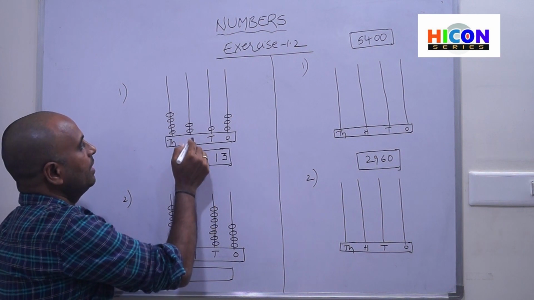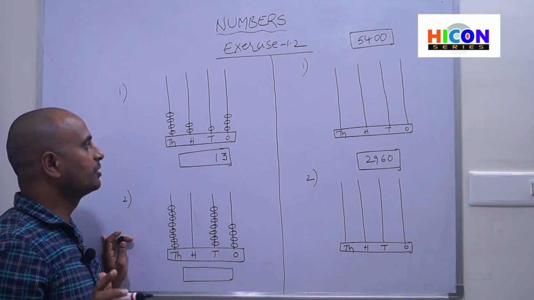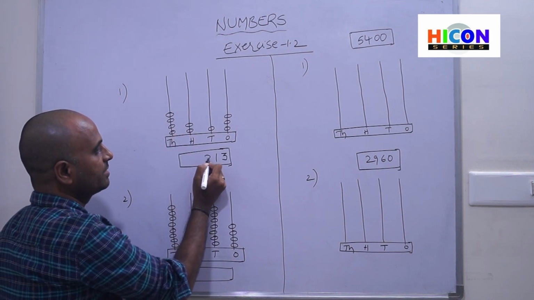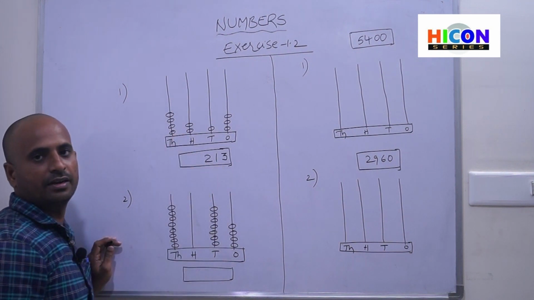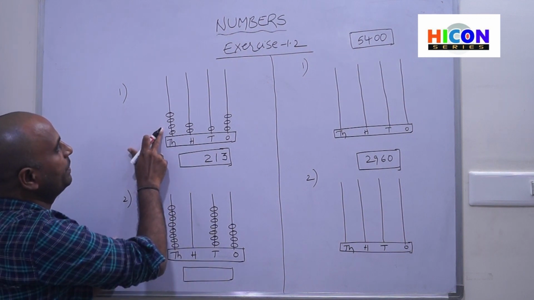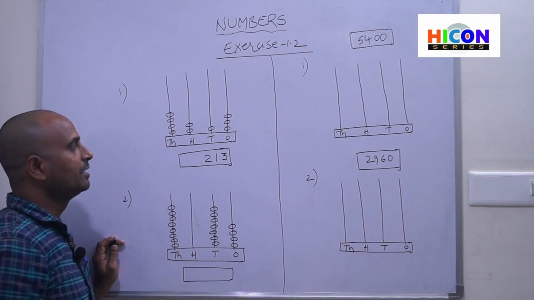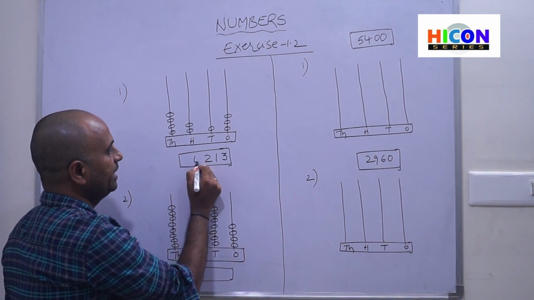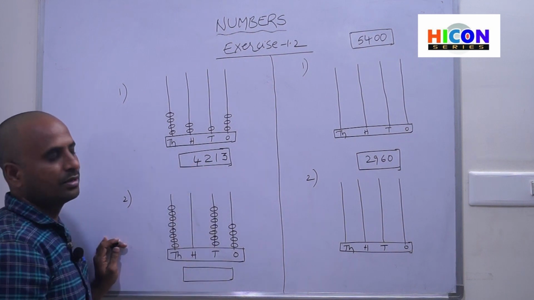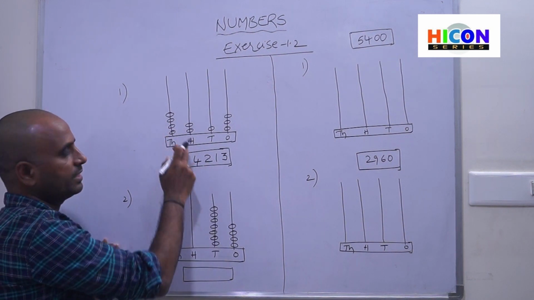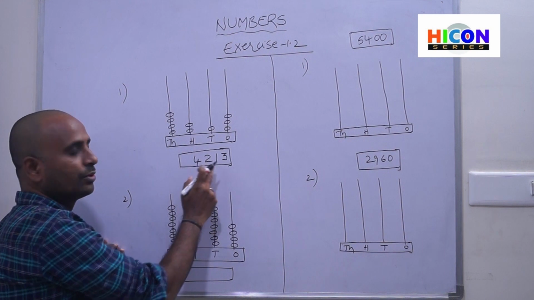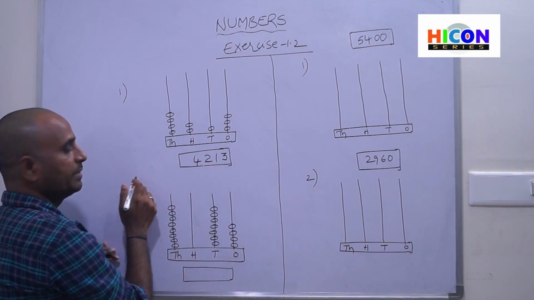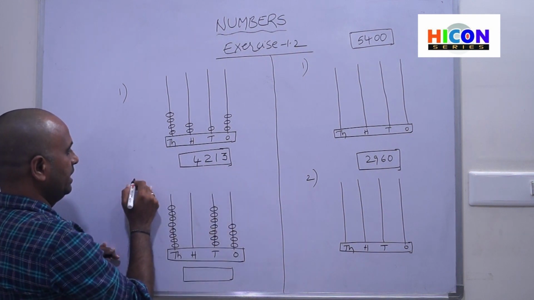And the hundreds place stick contains 2 beads, so 2 is present in the hundreds place. Write 2 in the hundreds place. The thousands place stick contains 4 beads, so 4 is present in the thousands place. Write 4 in the thousands place. So the number from the abacus is 4213, and now write it in words, that is, the number name.